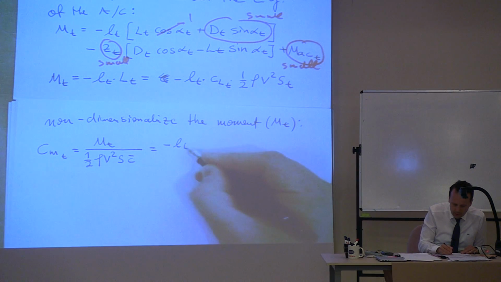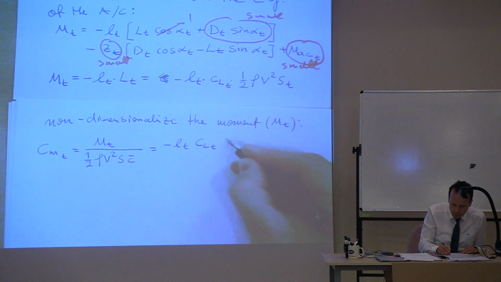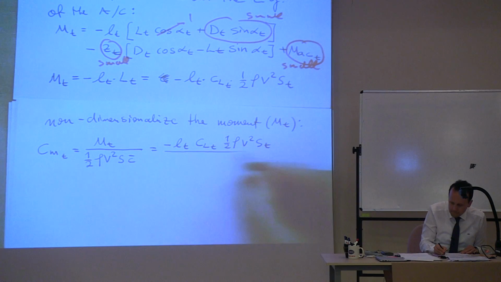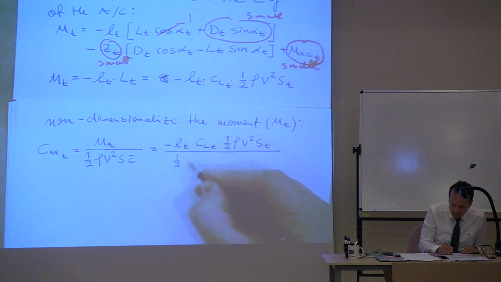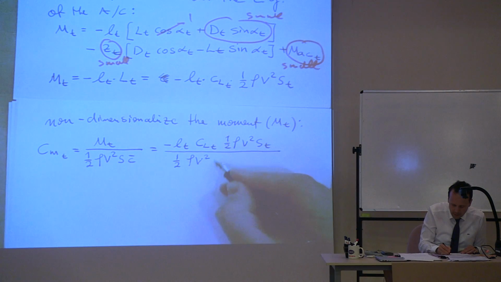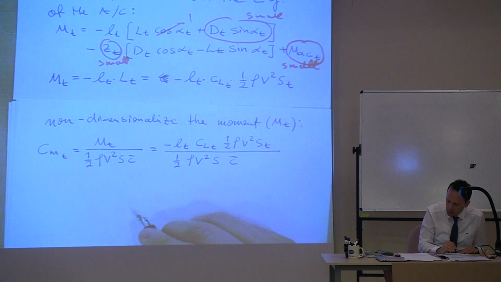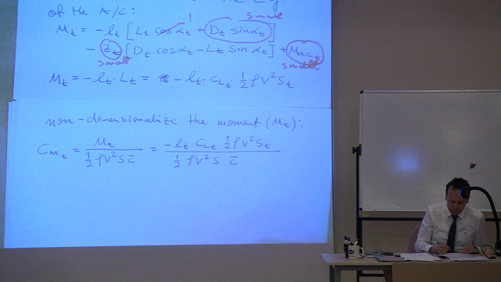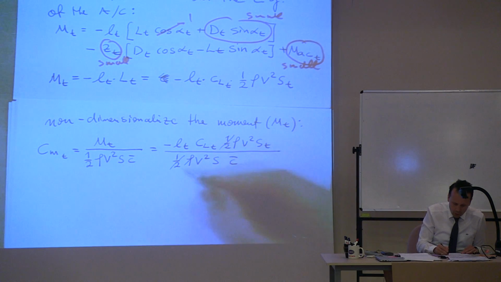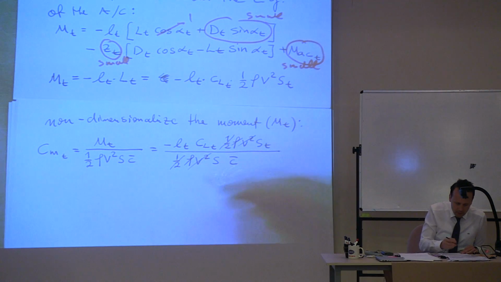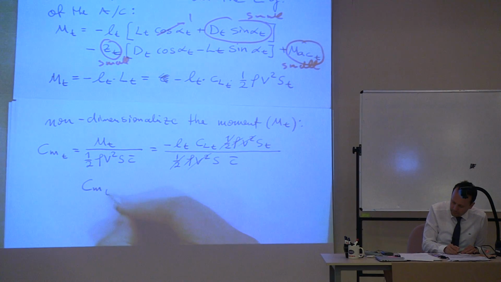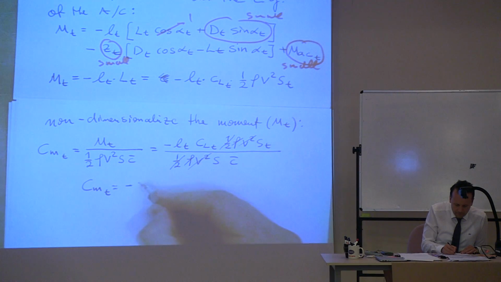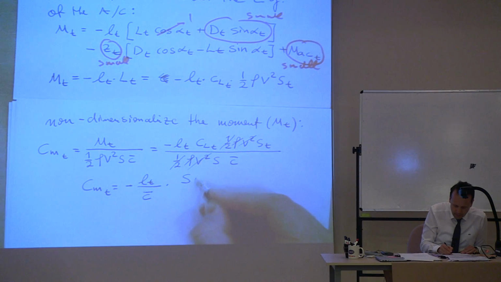Minus LT CLT 1 over 2 rho V square ST divided by 1 over 2 rho V square S c bar. Okay? That's gone, this is gone, these are all gone. And CMT is equal to minus LT divided by c bar times ST divided by S times CLT.